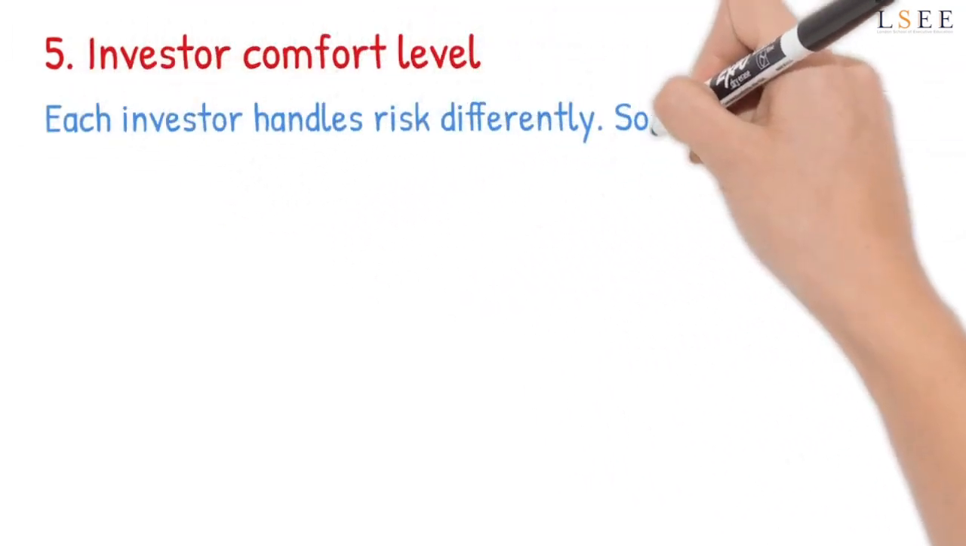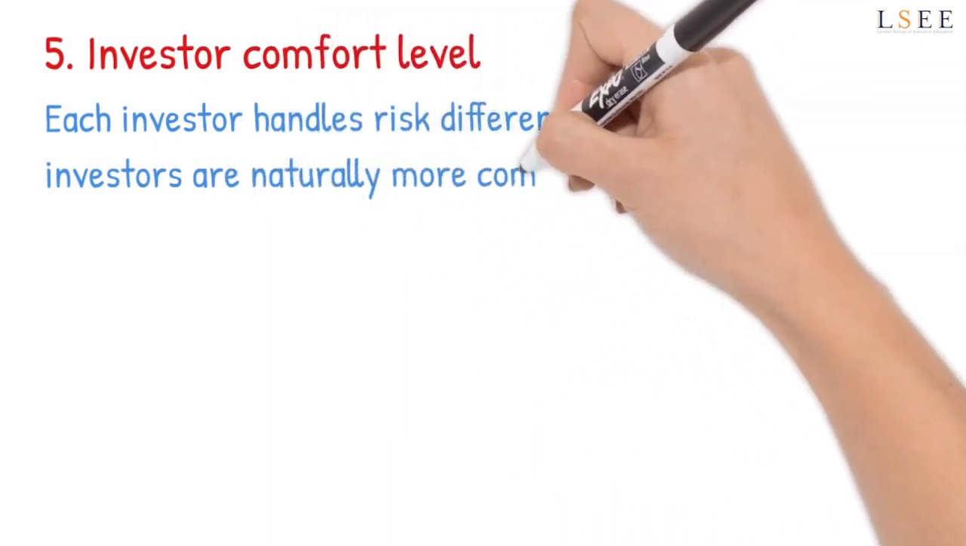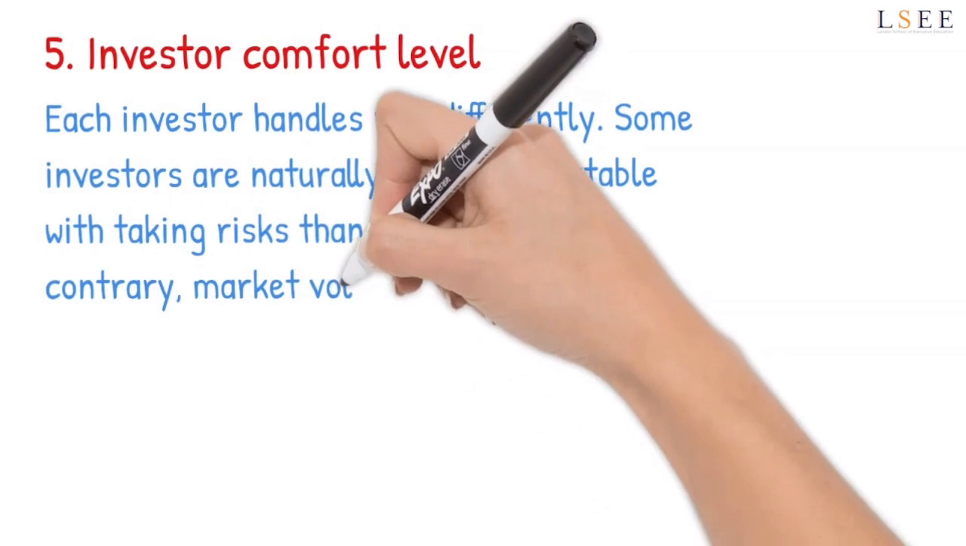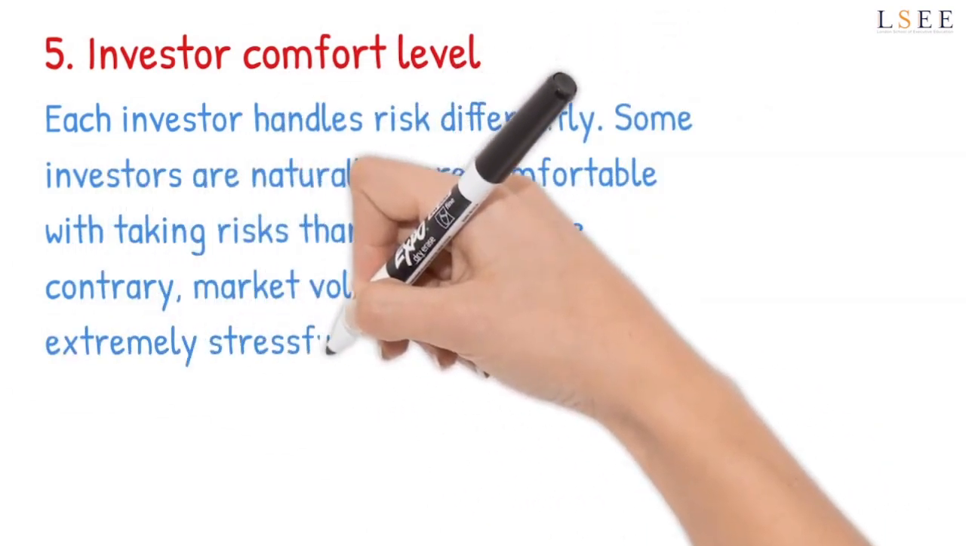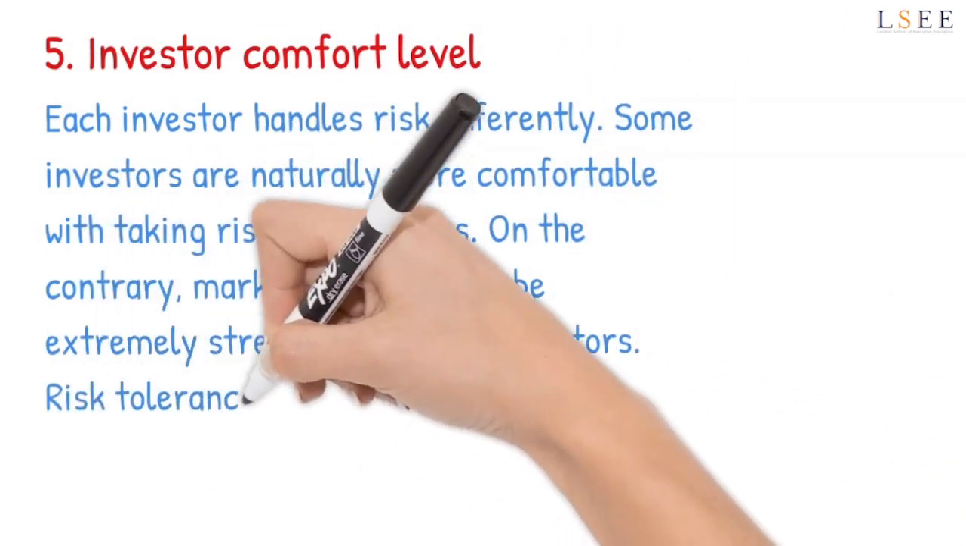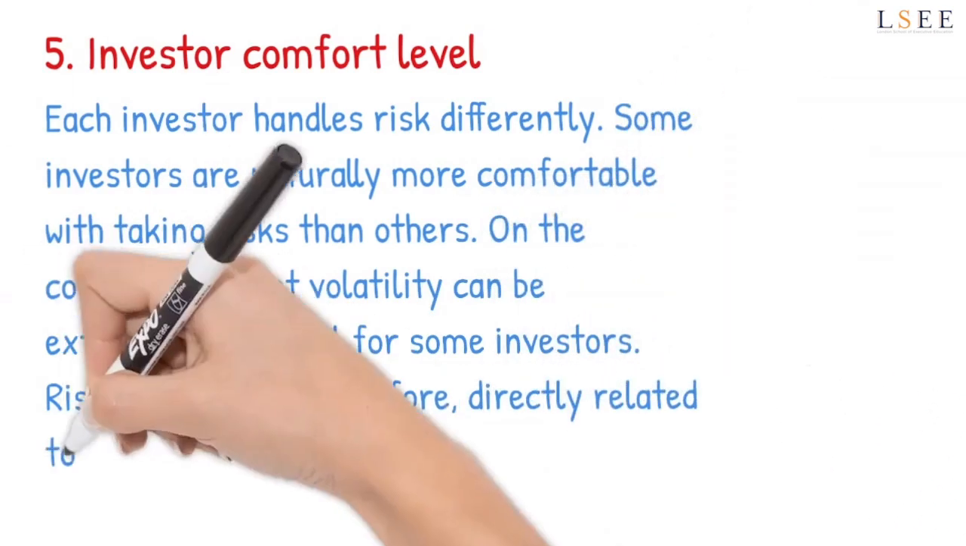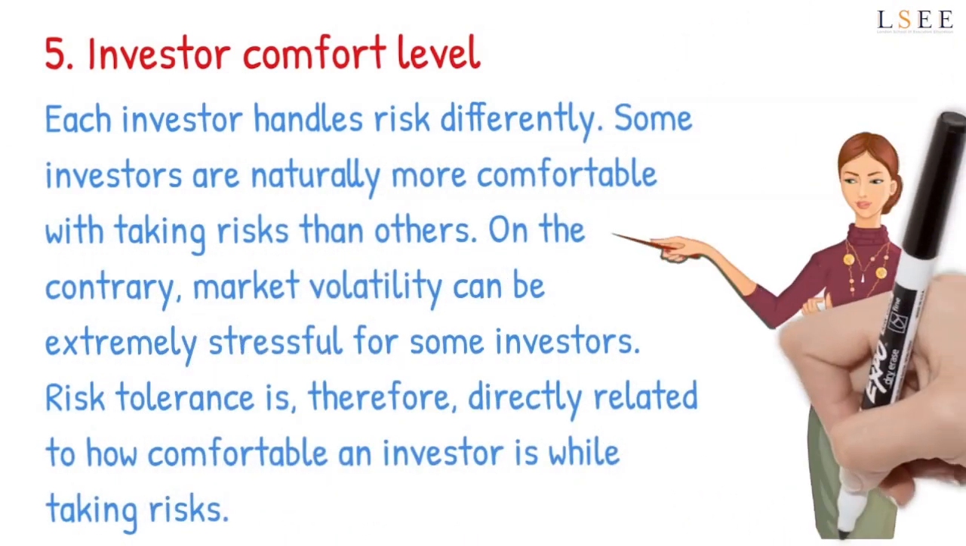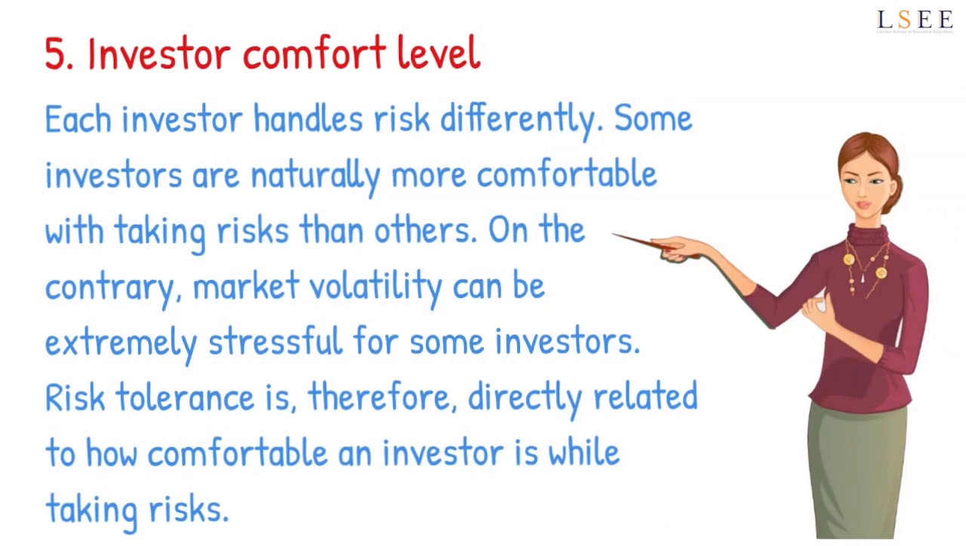5. Investor comfort level. Each investor handles risk differently. Some investors are naturally more comfortable with taking risks than others. On the contrary, market volatility can be extremely stressful for some investors. Risk tolerance is, therefore, directly related to how comfortable an investor is while taking risks.